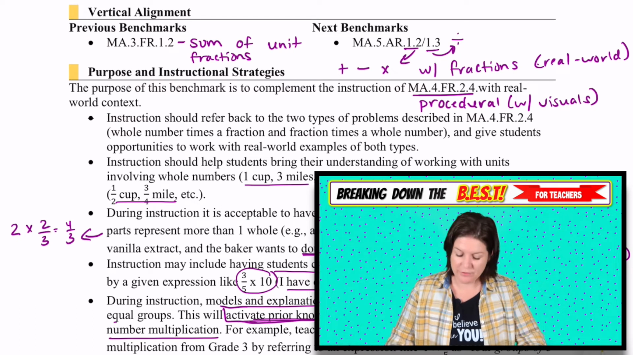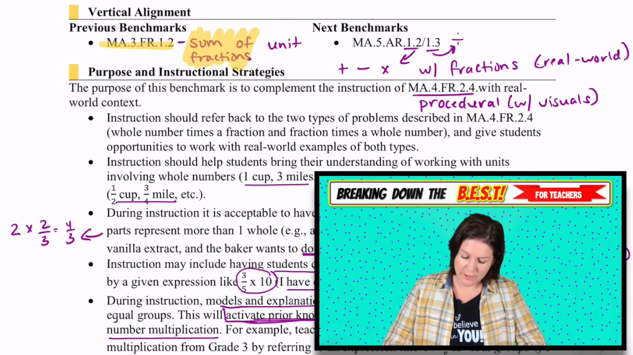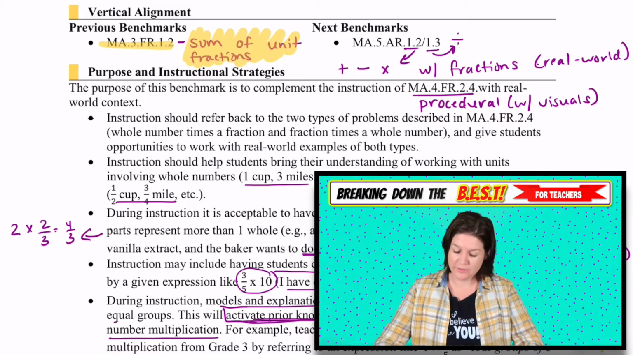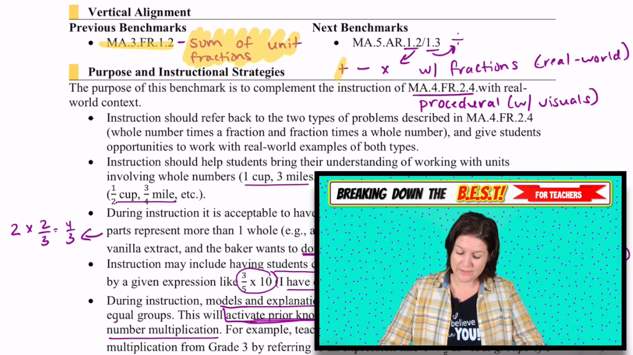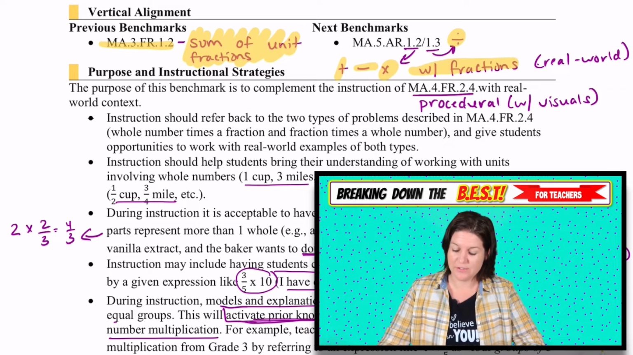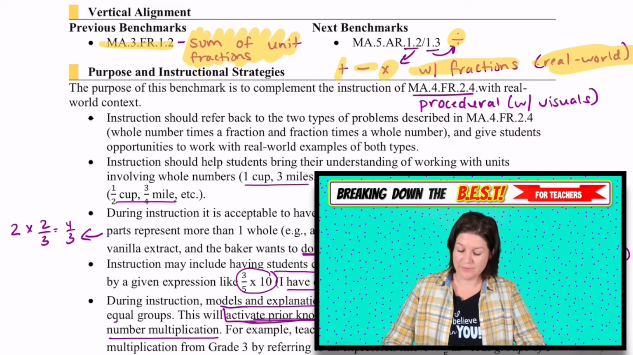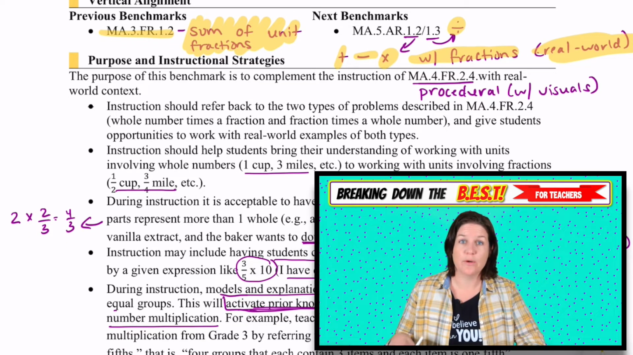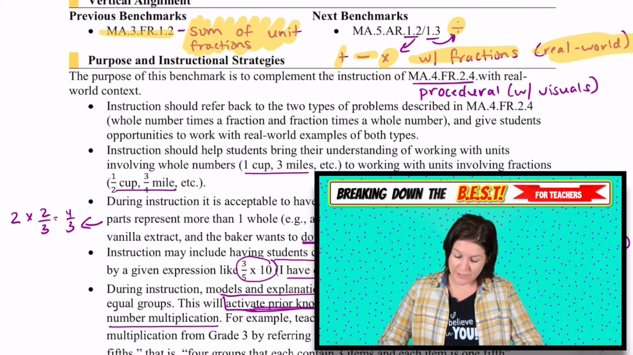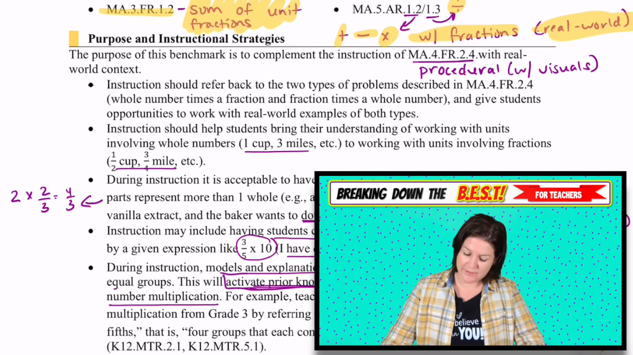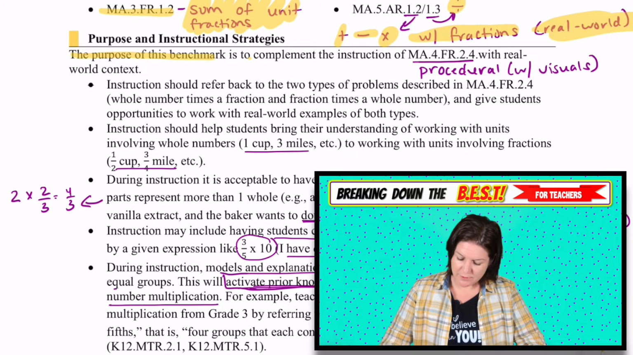So where are they coming from? Well, in 3rd grade, they had the sum of unit fraction skill that they're coming up with. And then in 5th grade, they have to add, subtract, multiply, and divide with fractions in a real-world setting. So this is absolutely going to help them down the road too in 5th grade. So we got to make sure we've got this. It says here that the purpose of this benchmark is to complement the instruction of this standard.